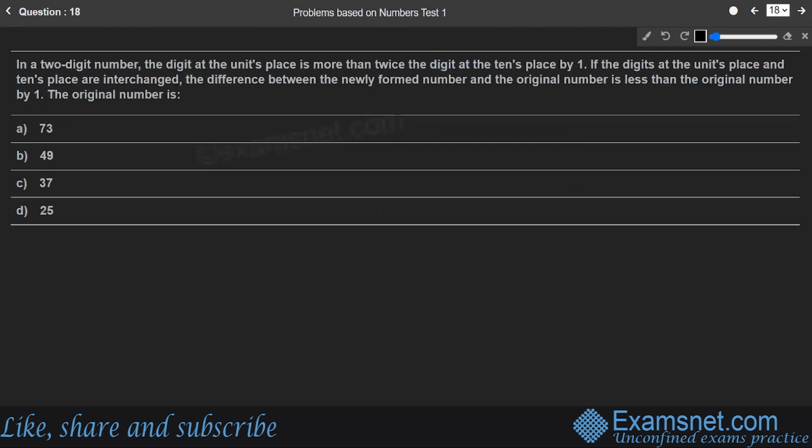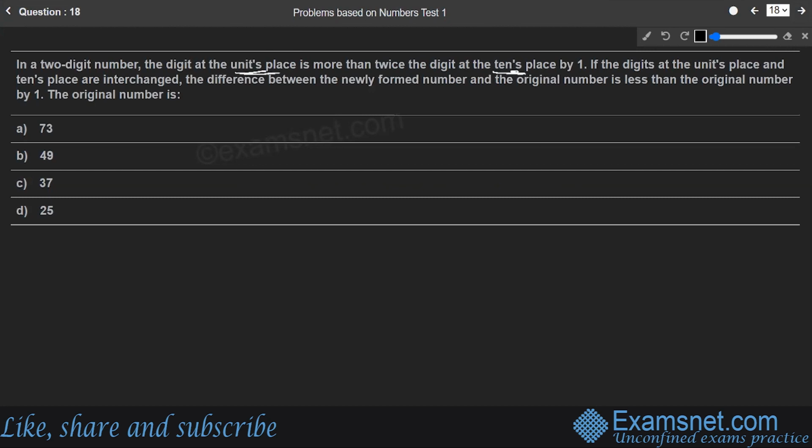Now, in a two-digit number, the digit at the units place is more than twice the digit at the tens place by 1. This is the first thing given. Again, we can start the question by assuming any of the digits, and then the other digit can be related as per the condition given. Then there will be some more conditions given which will help us in generating an expression or an equation, and then we'll be able to solve it. So let us just begin.